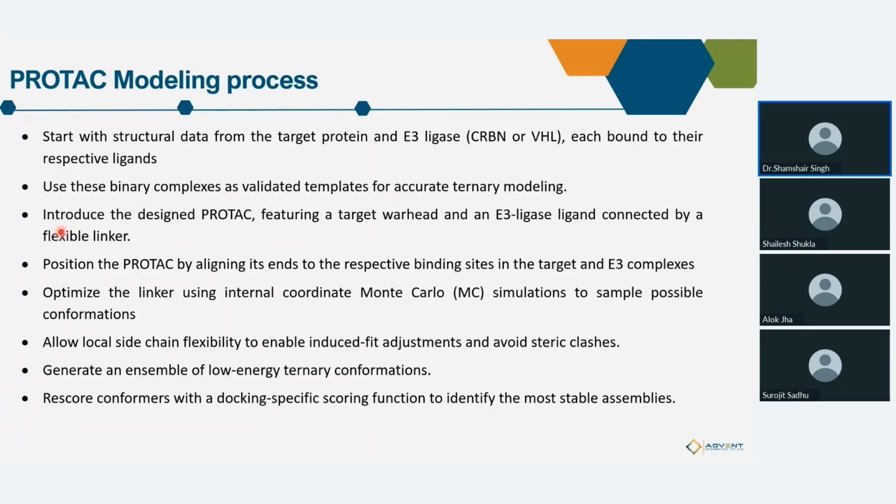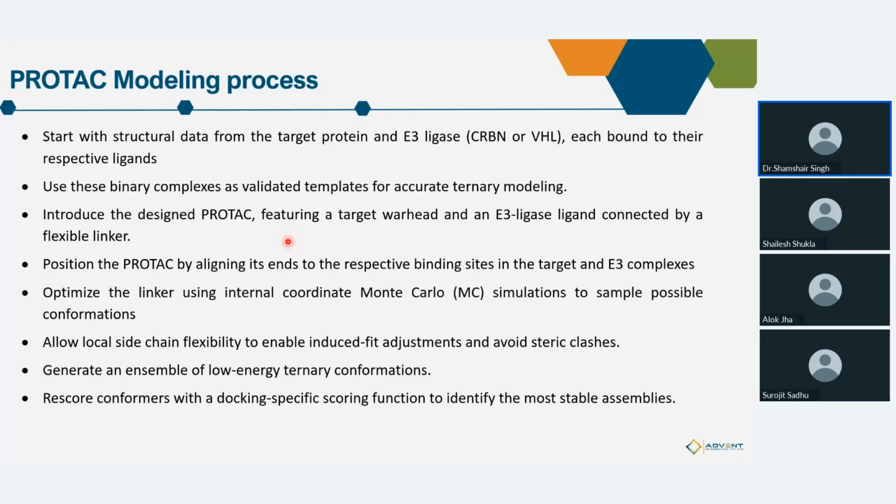And then introduce the newly designed PROTAC, which has the warhead and the E3 ligase ligand. This is what we have seen earlier: these two, the warhead, which you can also call the POI ligand, and the E3 ligase molecule, are connected by a linker, which is introduced. What it does is use the binary complex and dock the complete PROTAC first onto the protein of interest, and it aligns to your ligand in your binary complex. Then similarly, it aligns the other side of your molecule onto your E3 ligase.